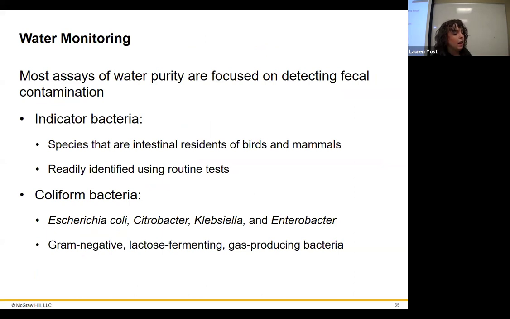So we have indicator bacteria, which are species that we have in the intestines of birds and mammals, that if they make it through the whole process of filtering and UV and all of that, if they're there in certain amounts, then probably the bad bacteria can be too, right?